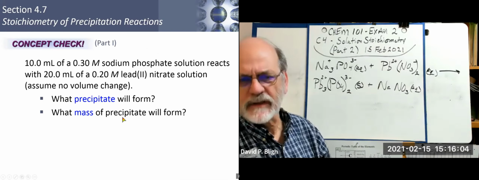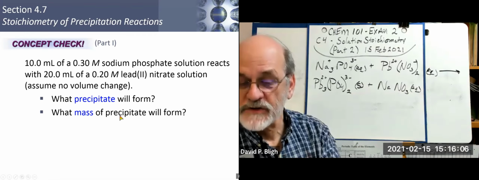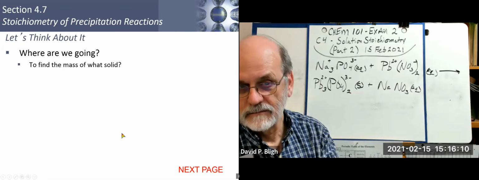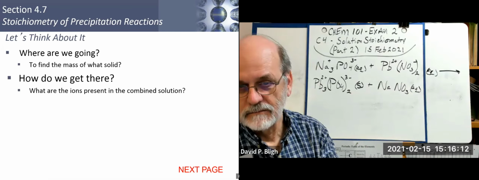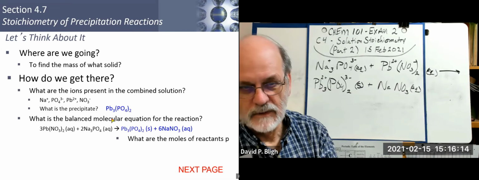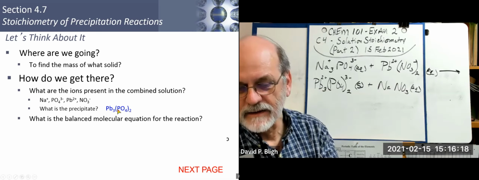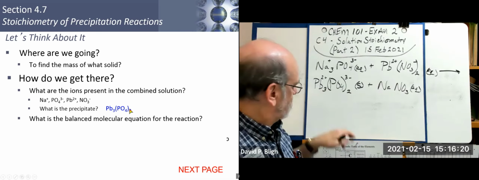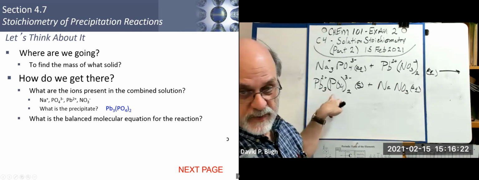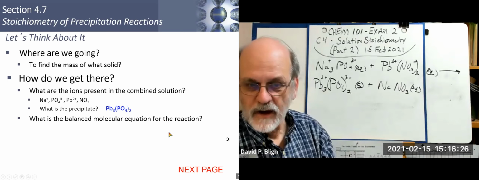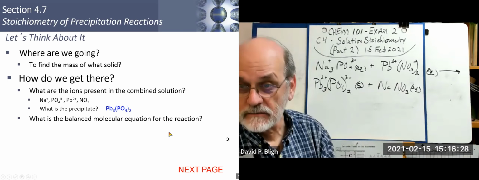Okay? Well, let's answer this first question. What precipitate will form? Well, there it is. Lead phosphate. Lead 2 phosphate. Pb3, PO4 taken twice. Okay, that answers the first question. What's the balanced molecular equation?